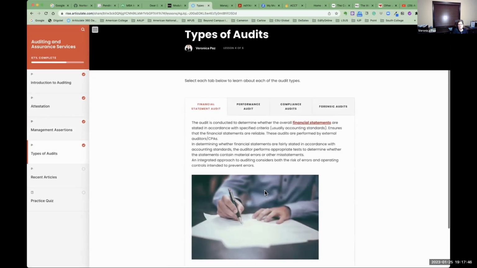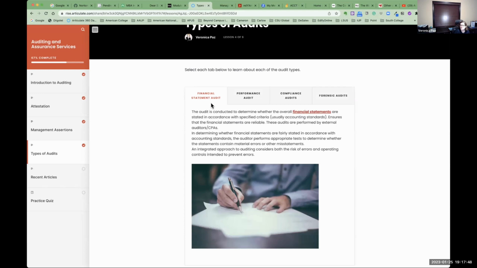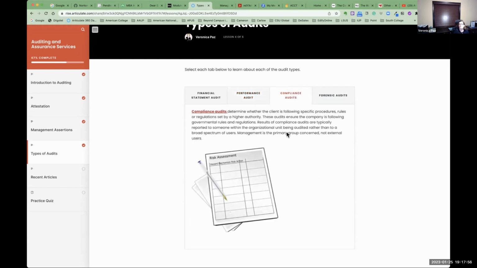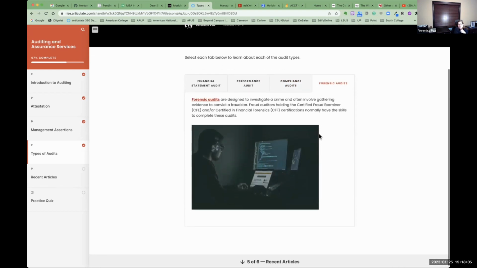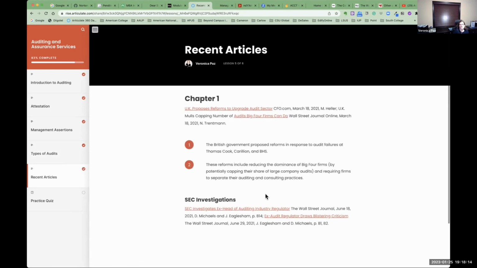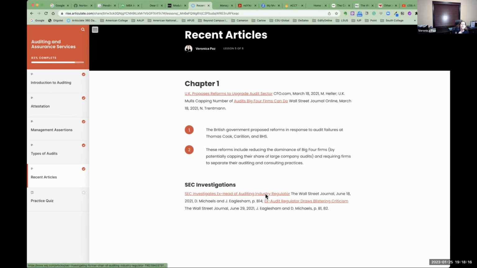And then your types of audits: we usually stay in the financial statement audit realm, but we also have a performance audit, which we talked about was just the economy and the efficiencies. Compliance audits, where it could be OSHA, it's usually a third-party regulator like a bank or things of that nature. And then forensic audits, because we get to have a CFF. In order to be a CFF, you need to be a CPA first.